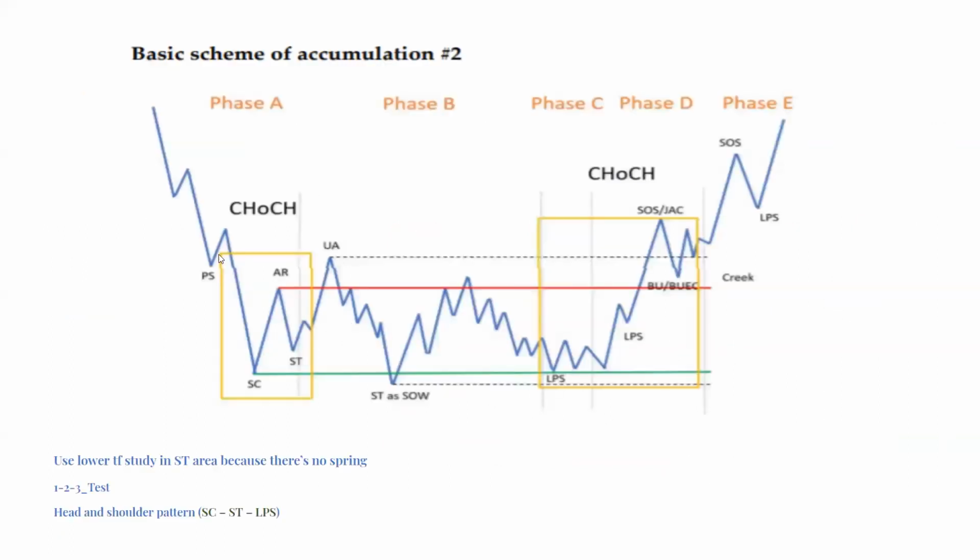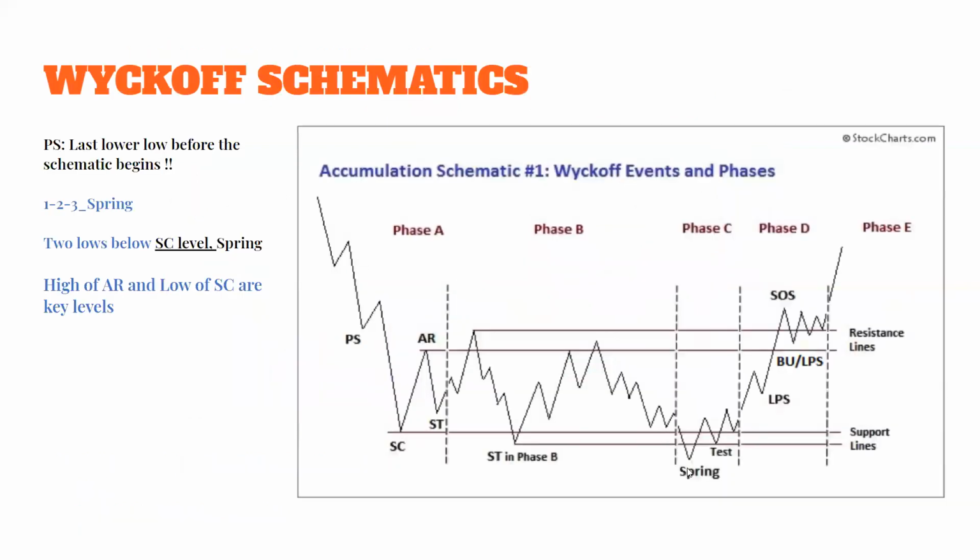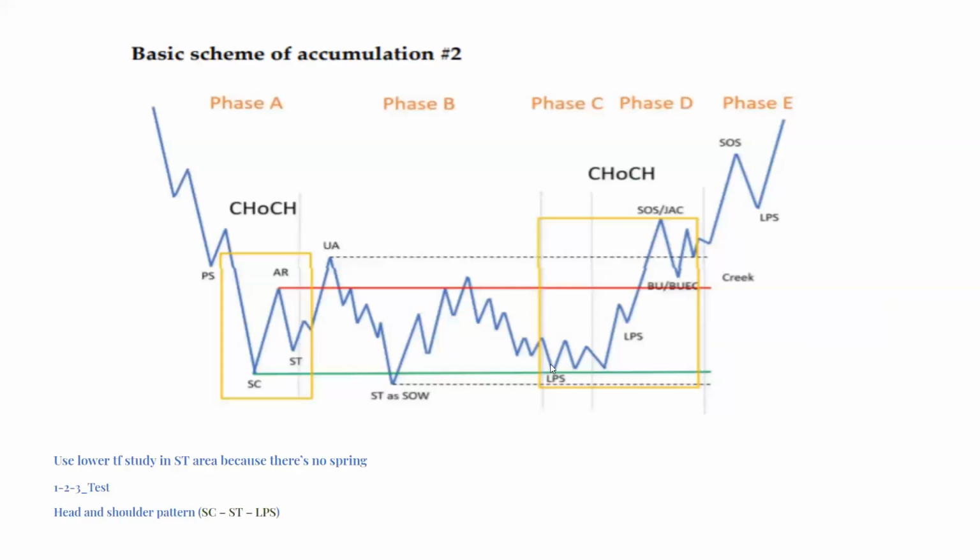But in this level, everything else pretty much remains the same, except that we don't have a spring. This is your LPS. So this is another accumulation schematic that you can see from time to time. In my own experience, I rarely see an LPS formed. Usually we do get a spring, but it's not impossible for that to happen. So always take note of that. But yeah, that's the difference.